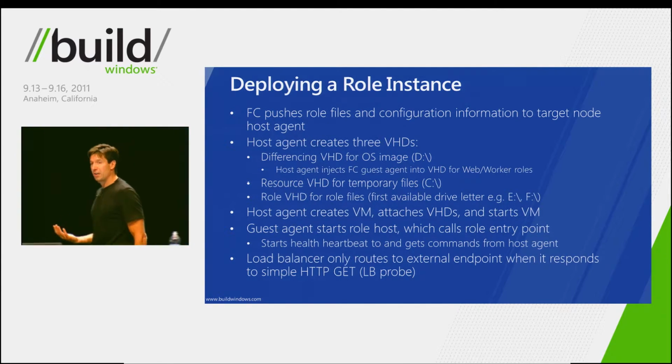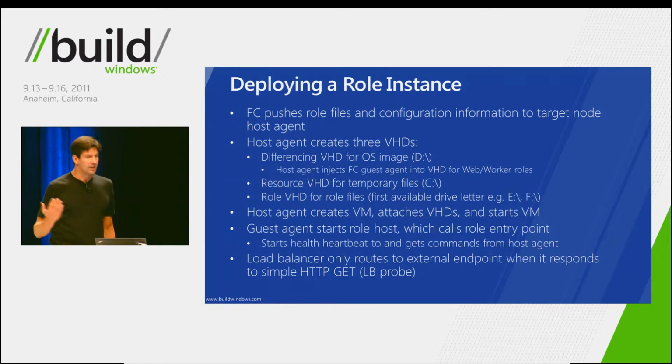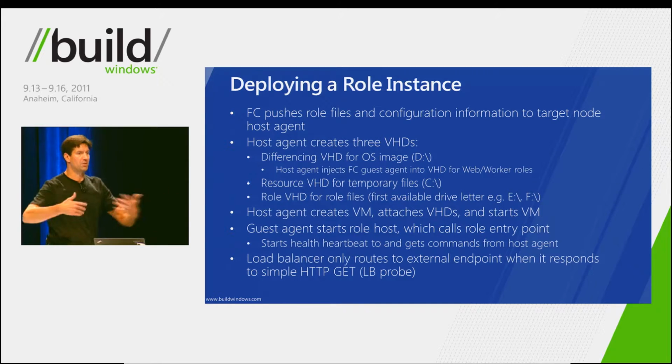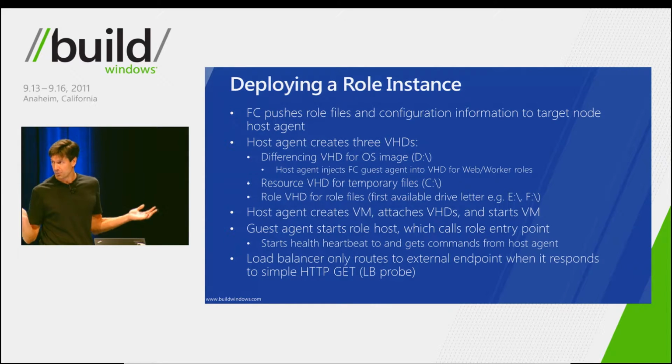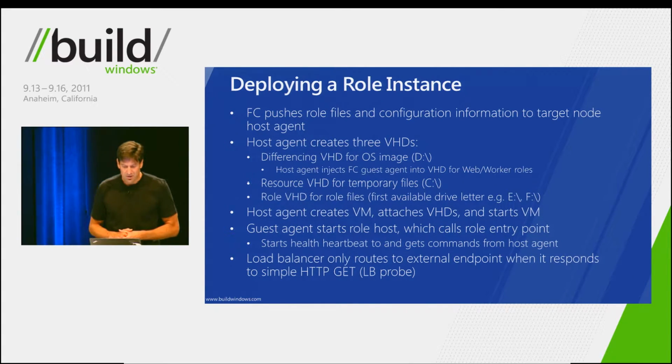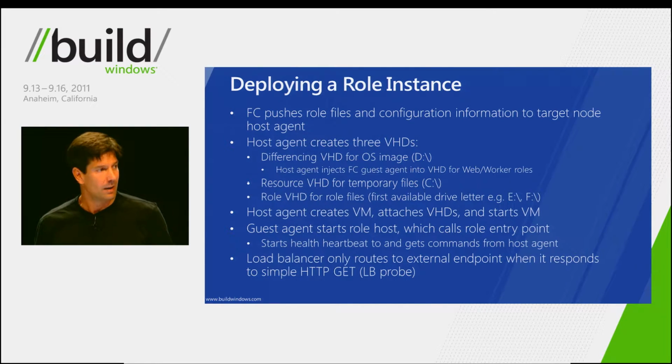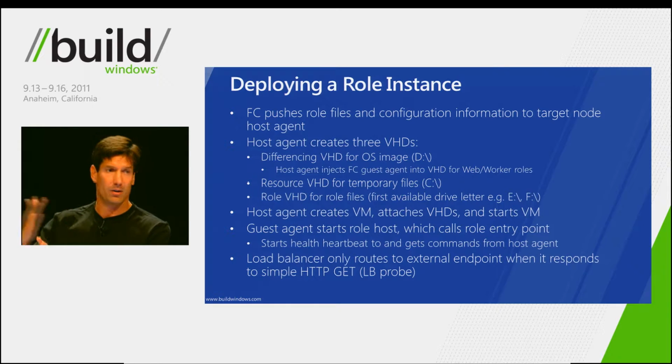And for the resource VHD, that's just a dynamic VHD that we create. That's that one, that resource VHD. You can stick whatever kind of cached stuff you want in there. And so you end up with a certain level of drive letter configuration, C, D, and E or F. The role VHD is mounted as volume E or F, depending on whether you did an update or not.